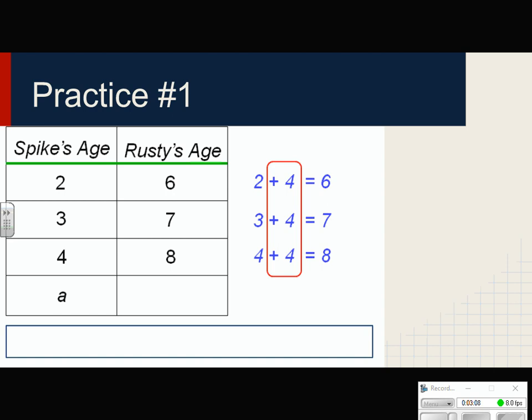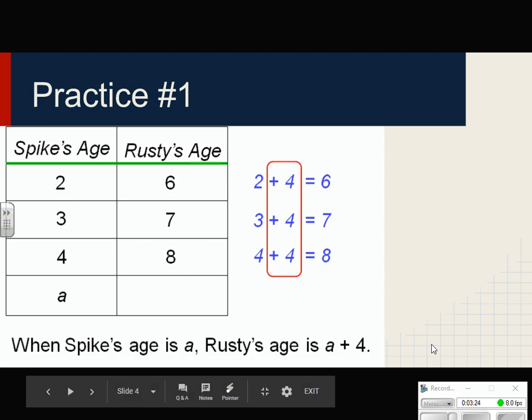2 plus 4 gets you 6. 3 plus 4 gets you 7. 4 plus 4 gets you 8. So the pattern we're actually looking at here is that whatever Spike's age is, you just have to add 4. So in that box, you would include to say that Rusty's age is a plus 4.